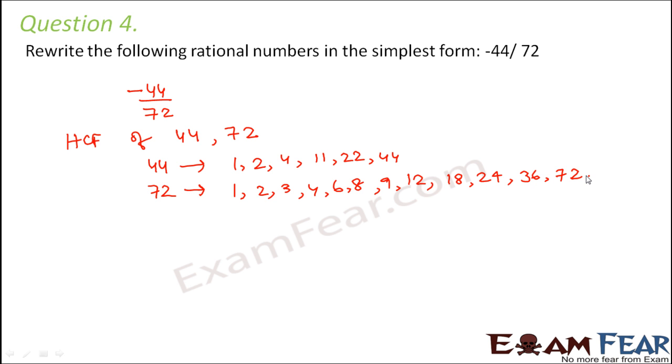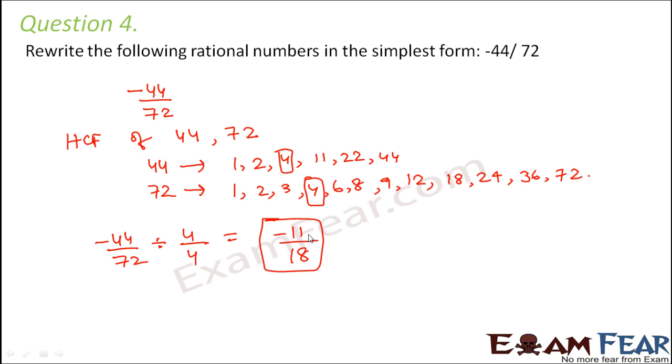By prime factorization, you can find out their factors. Now, which is the highest common factor? The highest common factor that we see here is 4. Therefore, we divide the numerator and the denominator by 4. And we get minus 11 divided by 18. This is the simplest form, because if you now try to find the common factors between 11 and 18, you would see that there is no other common factor except 1. That means it is in its standard form.